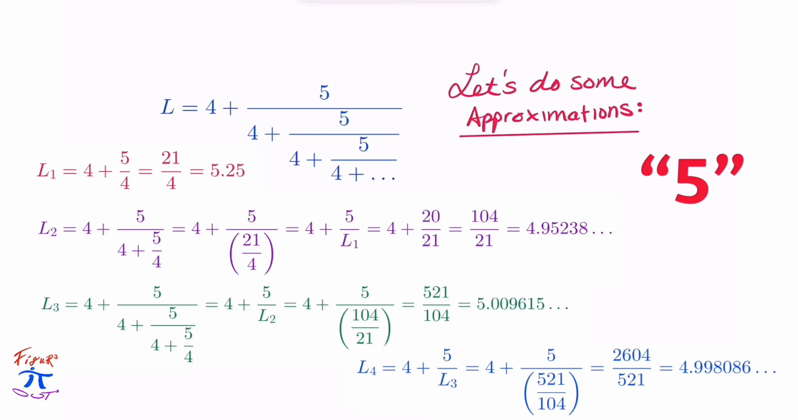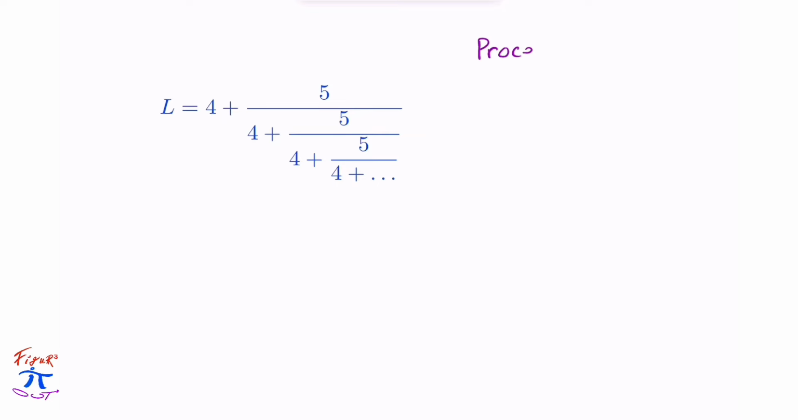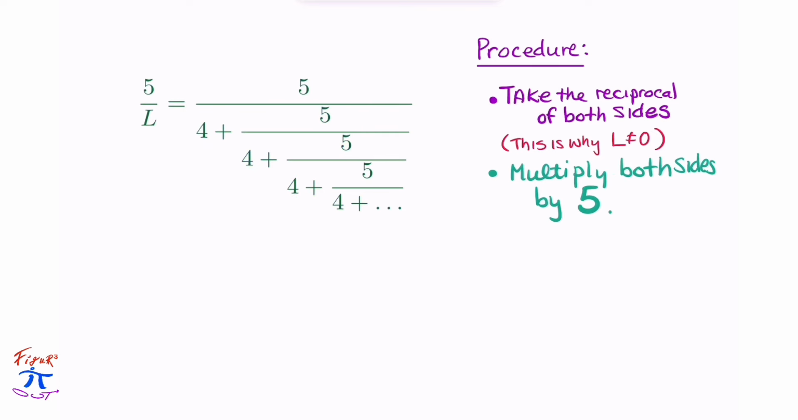Now, is it exactly 5? Is there a process for finding this limit exactly? The answer to that is yes. Here's the procedure. We begin with taking the reciprocal of both sides of this equation. And for this reason, you can now see why the limit cannot be 0. Next, we'll multiply both sides by 5, like this. And maybe you can see what we're doing here, but the next thing would be to add 4 to both sides of the equation.